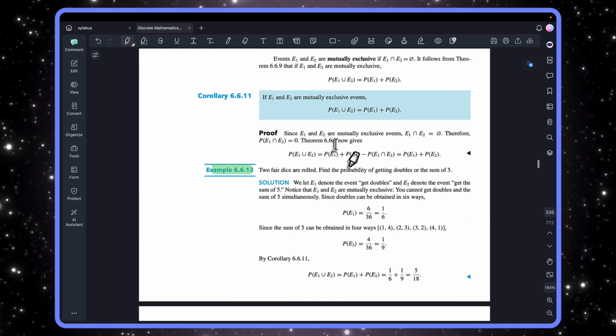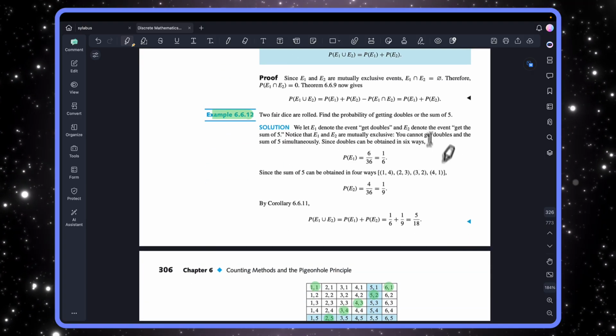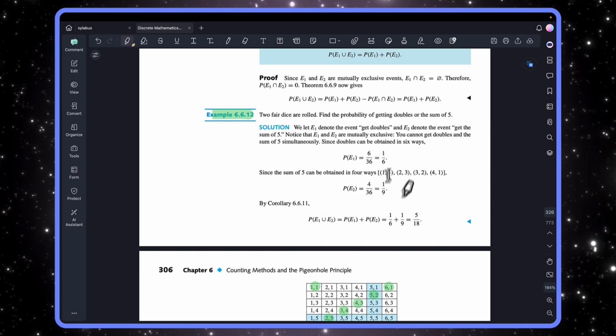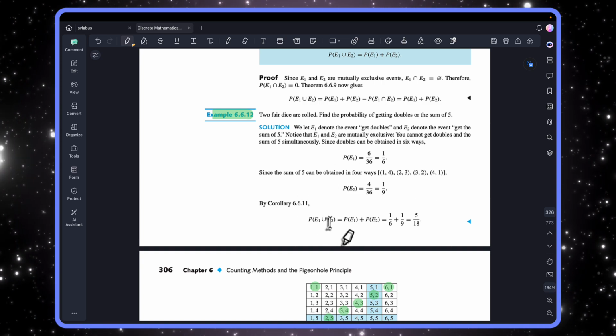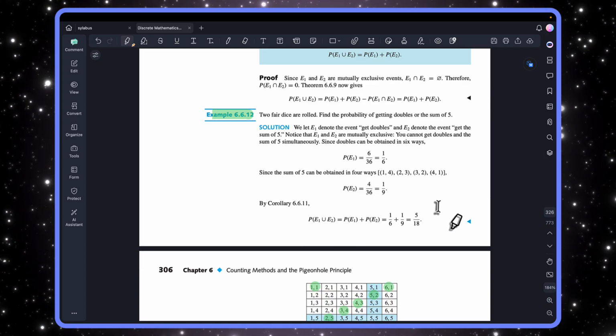Corollary 6.6.11. So by this, notice if you look at those two events, there's nothing in common. You can't get doubles and add up to 5. So we get the probability of getting doubles or getting a 5. You just add them together, and it's 5/18.